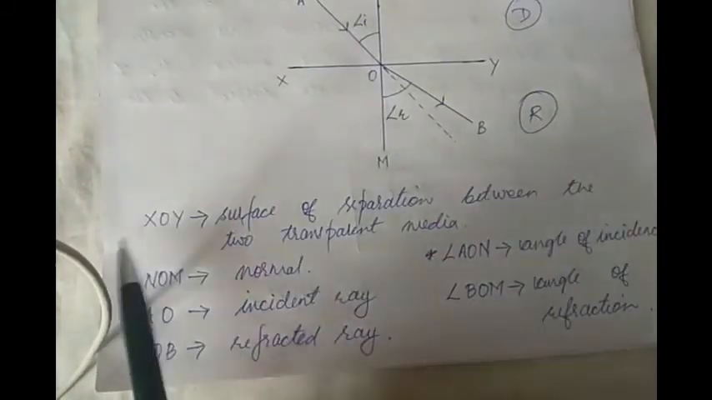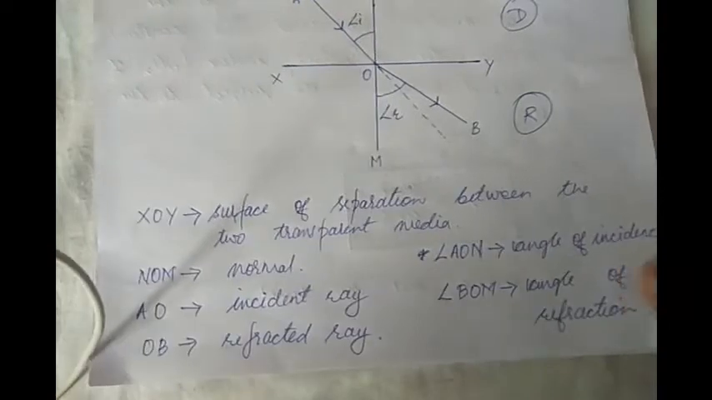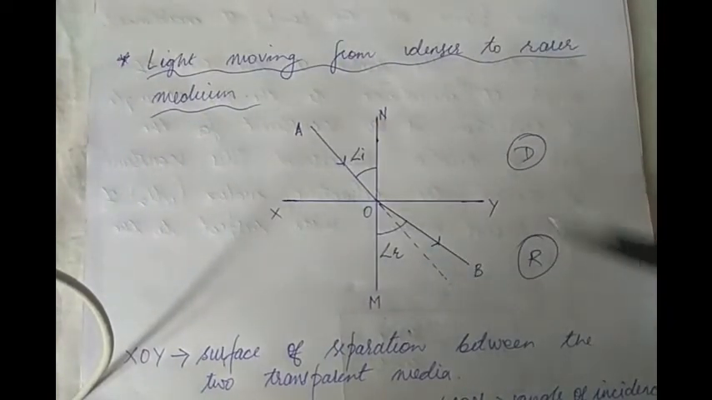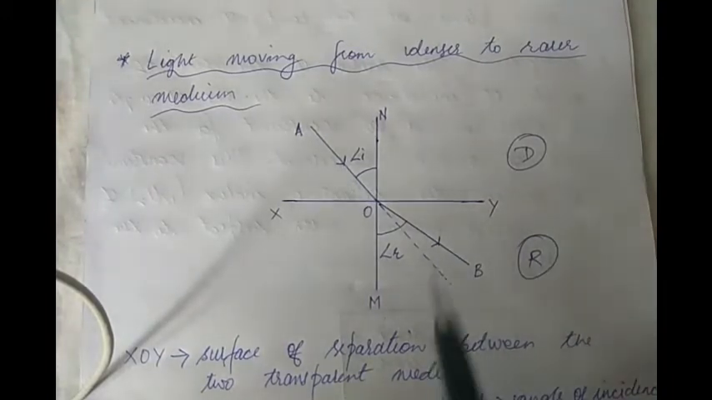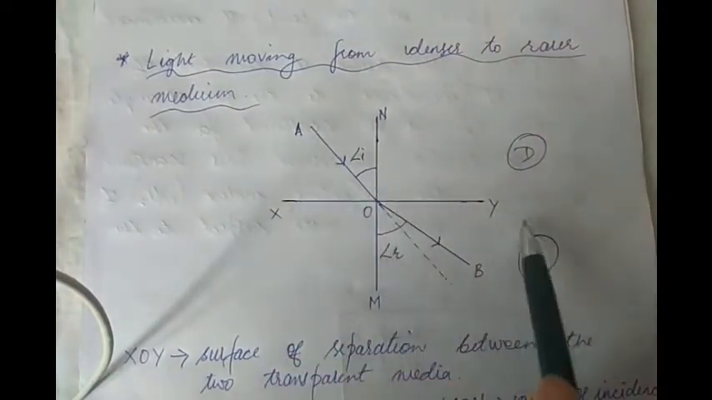Here XOY is the surface of separation between the two transparent media. NOM is the normal, remember. Why is it called normal? Normal means perpendicular. It's a mathematical term. It's called normal because this NOM is perpendicular to the surface of separation XOY. That is why it's called the normal.